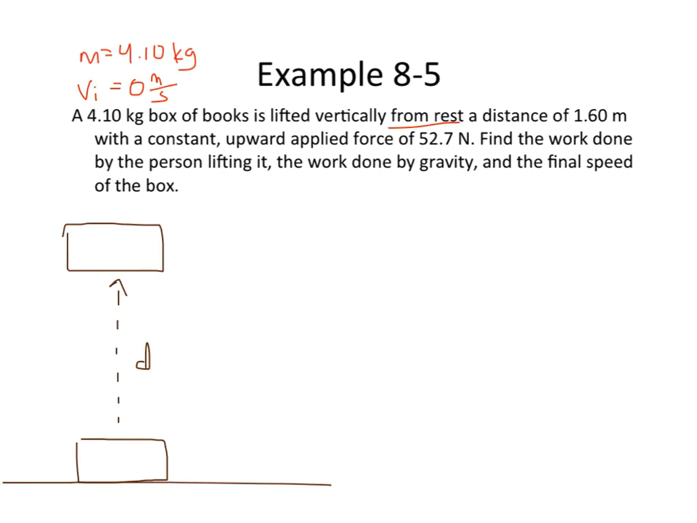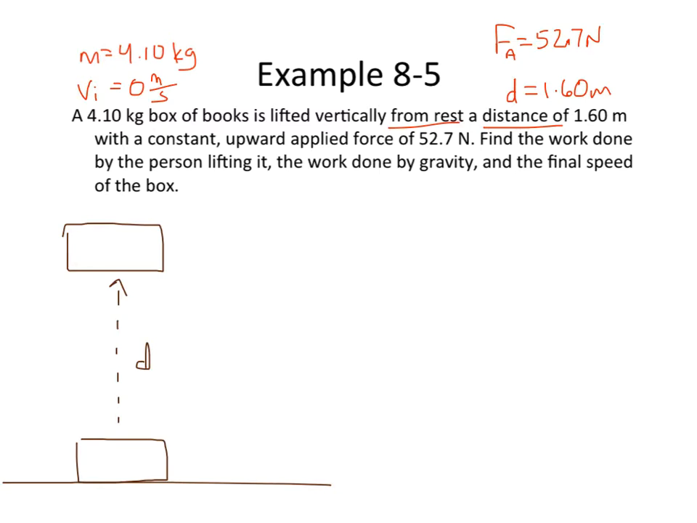Now, in the past, we've called distance or displacement delta x, but in this chapter we're just going to call it d, because it could be delta x, delta y, any distance. So our distance is 1.60 meters with a constant upward applied force of 52.7 newtons. So that's F, A for applied. Our force applied is 52.7 newtons.